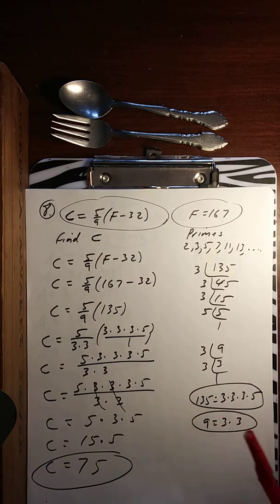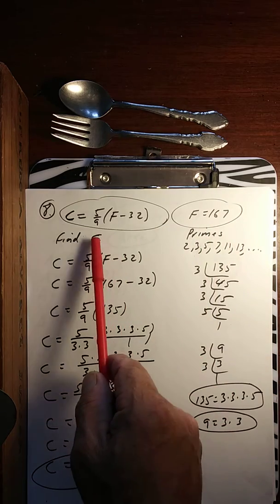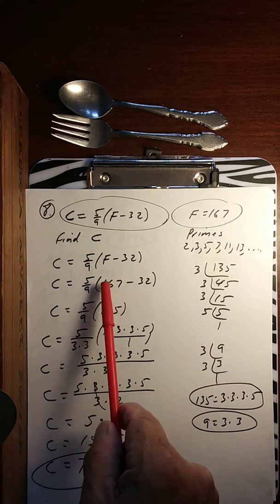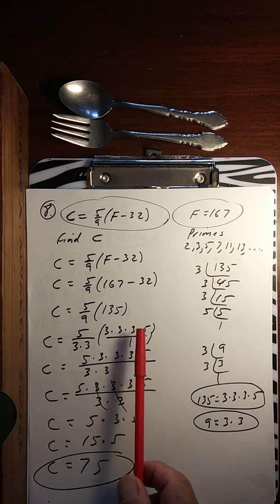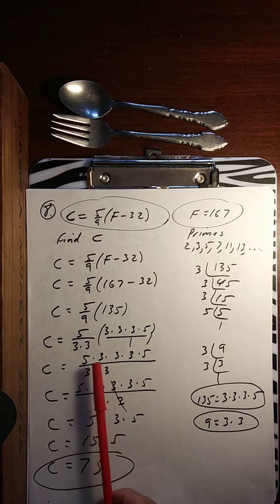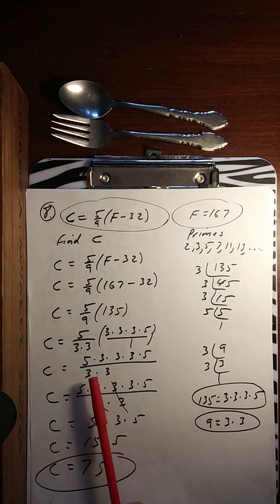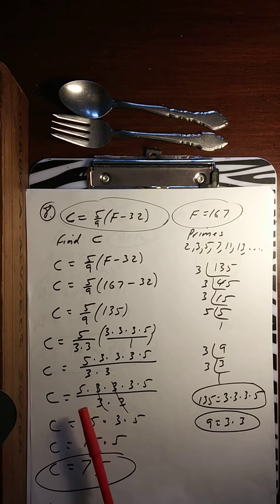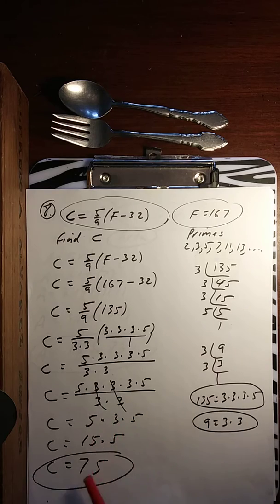C equals 5 ninths times F minus 32. F is 167. Substitute it in there because you're going to find C. So 167 minus 32 is 135. And 135 is 3, 3, 3, and 5 right here. Factor it out. And now we're going to put all this together. 5, 3, 3, 3, and 5. 3 and 3, and I cancel the 3's right here. So we still have 5 times 3 times 5, and nothing in the bottom. Just 1. So that's going to be 15 times that is 75.